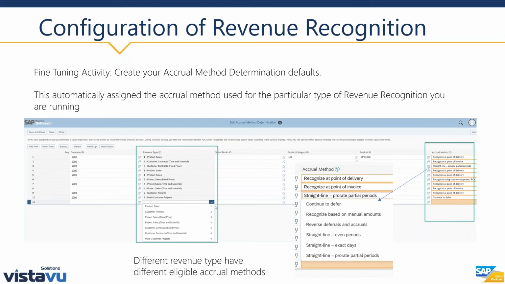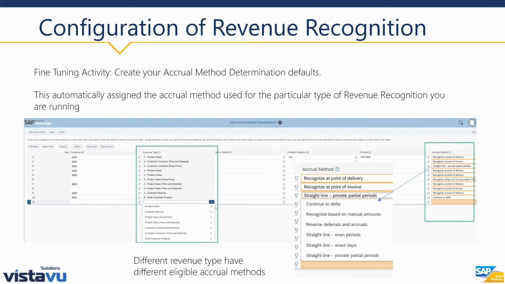The revenue type is really those objects I was talking about in the earlier slide. So is your revenue recognition going to be based around a customer contract, or is it going to be based around, let's say, the sale of a product or even a customer project? And then you can have multiple revenue types in play, like we do have in this demo environment. The system will then do a default accrual method based on how you've configured it in the screen. And those accrual methods are also variable depending on the revenue type, so not all of them are available to every type.